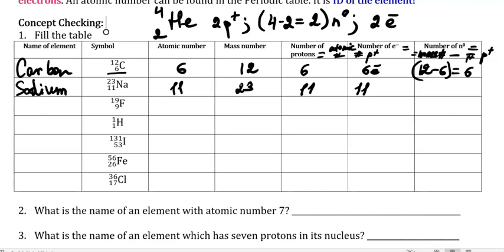And number of neutrons, we're going to calculate it, subtract 11 out of 23. 23 minus 11, which is 12. So 11 protons, 11 electrons, and 12 neutrons. And the rest of the cells here you fill out at home.